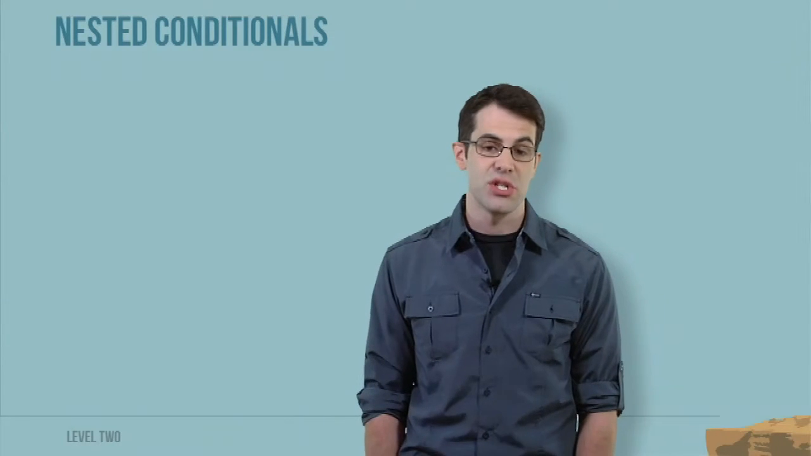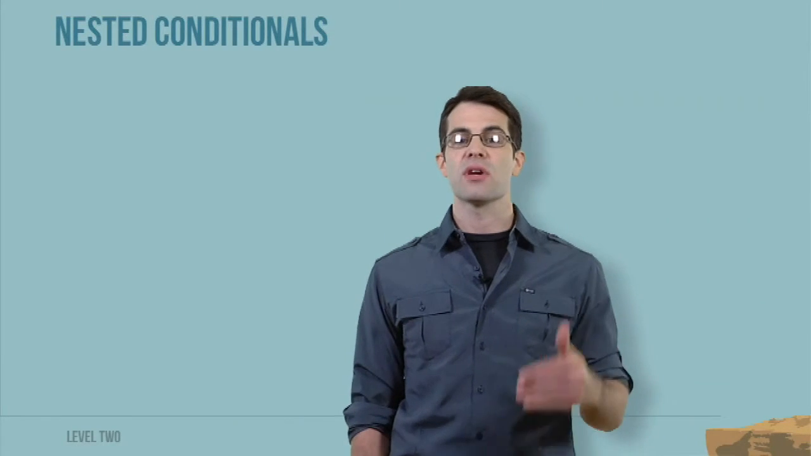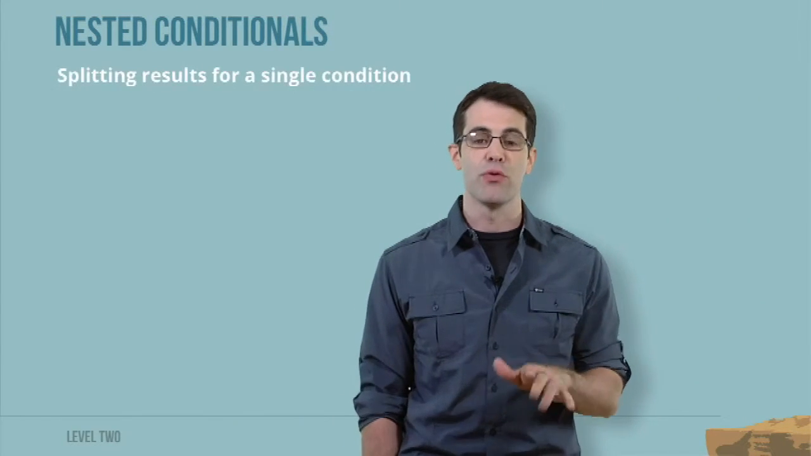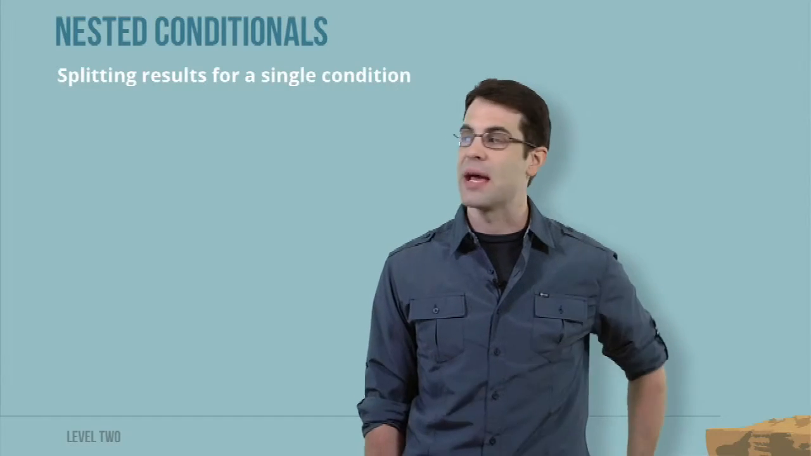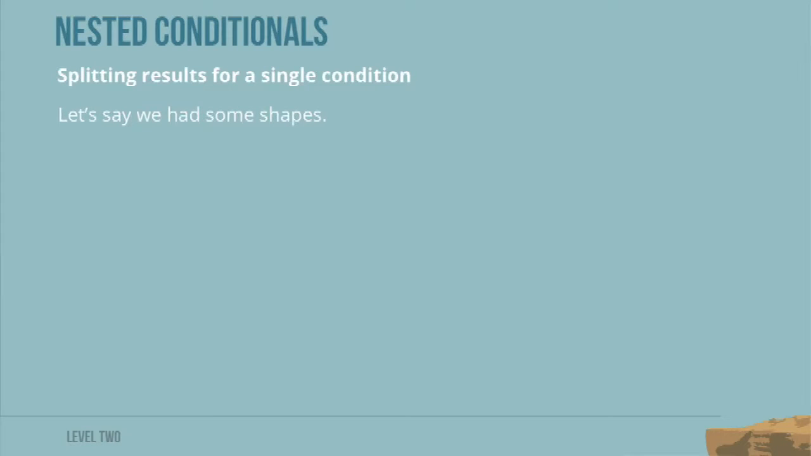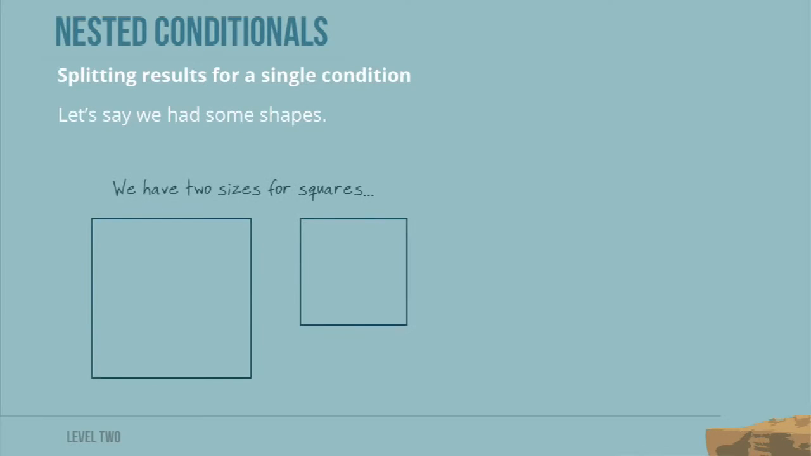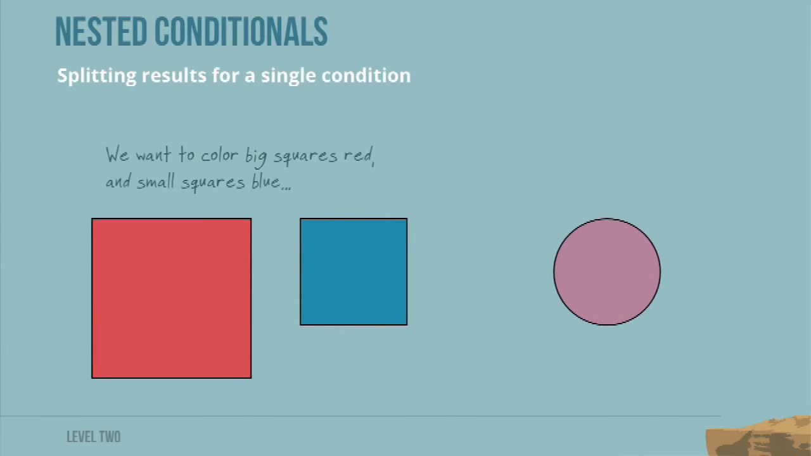Sometimes when we check a condition, we need to check another condition inside that block before we continue with the code. A nested conditional will help us do that. Let's say we had some shapes. We got 2 sizes for squares, and we got 1 size for circles. We want to color big squares red and small squares blue. And since there's only 1 size circle, we'll color that purple.